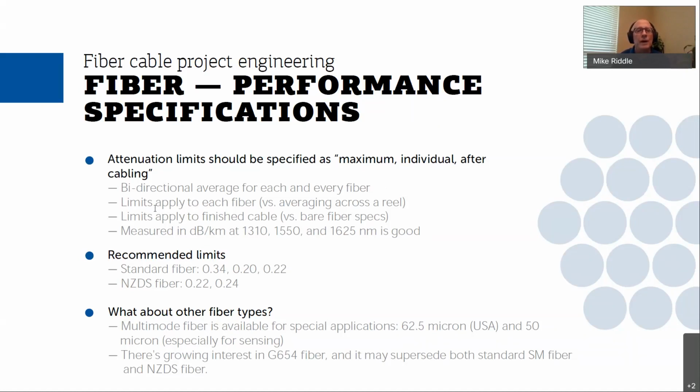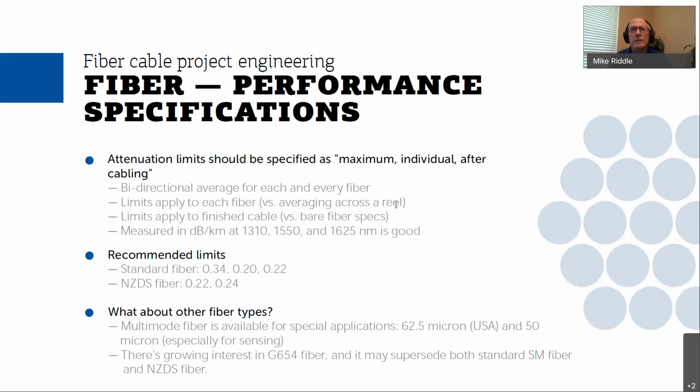The limit should apply to each and every fiber. Sometimes some suppliers will try to get you to accept an average across a reel. First of all, there's just no reason to do that. Second of all, it is theoretically possible that you could have one fiber with high attenuation such that you really can't use it. And so effectively you've lost two, right? You've got a transmission and a receiving on a different fiber.